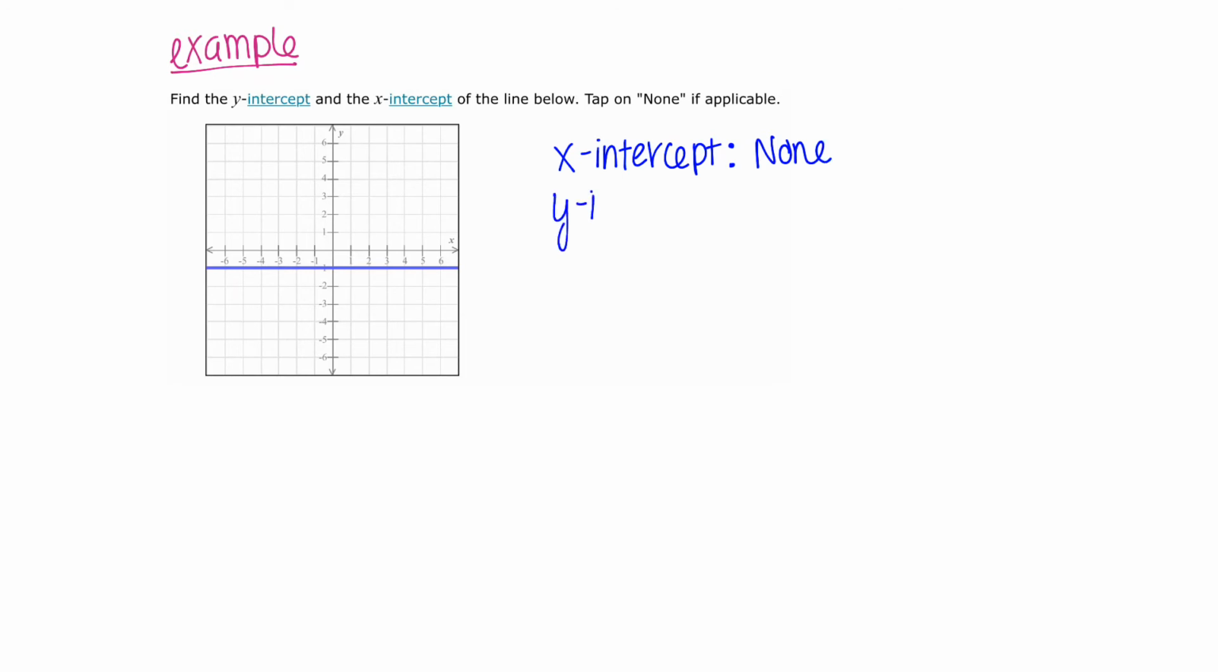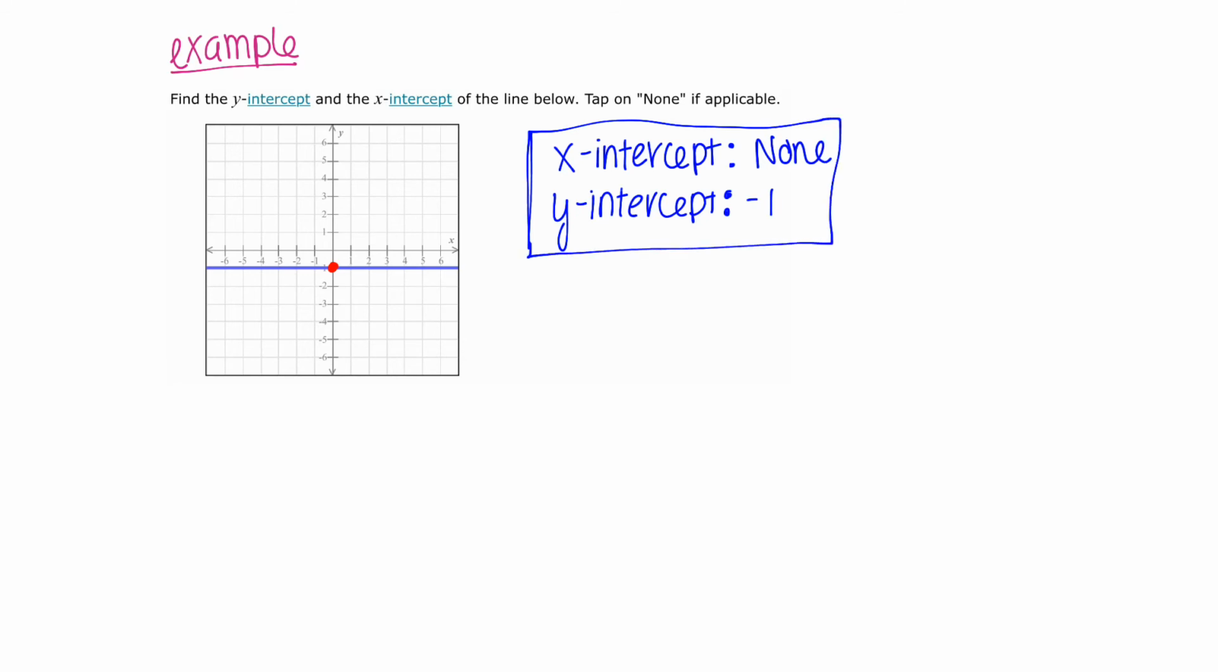For the y-intercept, we're looking for where the line hits the y-axis, and it hits it right here. The y-intercept is at -1. So this is a horizontal line. Horizontal lines tend to not have x-intercepts. The only time it would have an x-intercept is if the line sat on the x-axis itself, but that's not going to happen in this problem. So horizontal lines will just have the y-intercept.